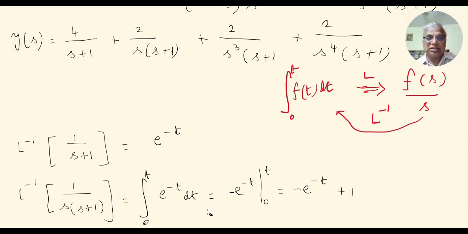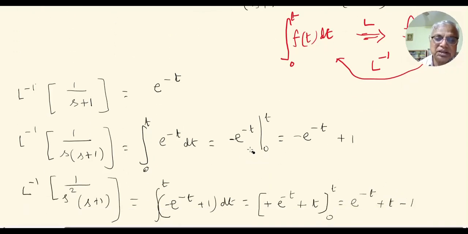So we understand this. If this is F(s), then this is f(t), the inverse. Then this one is F(s) by s. Then the inverse of this is integral of this f(t) from 0 to t. So if you do this integration, you get the integral of e power minus t, which is minus e power minus t. You substitute the limits, you get minus e power minus t plus 1.